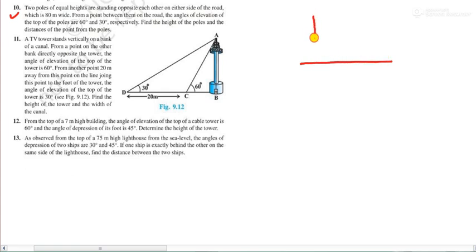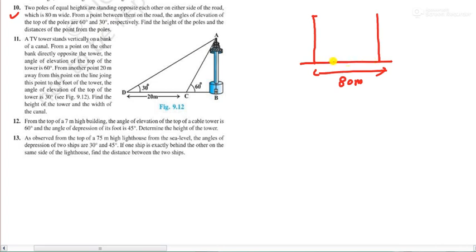Two poles of equal height. This is a pole and this is the other pole. Both of them are of equal height. Now, the road is 80 meter wide, which means the distance between them is 80 meter, from a point between them on the road.